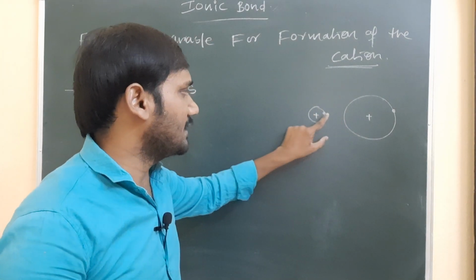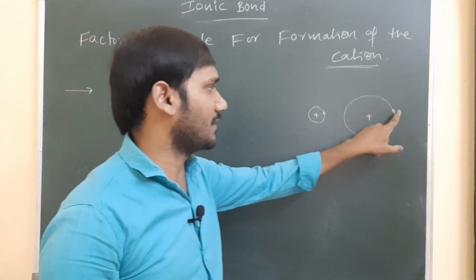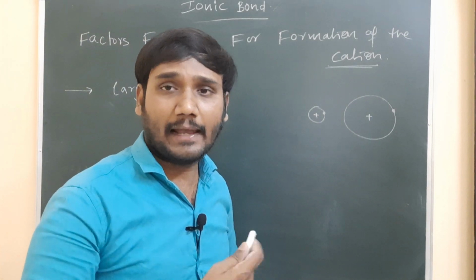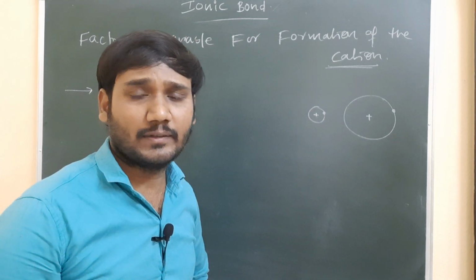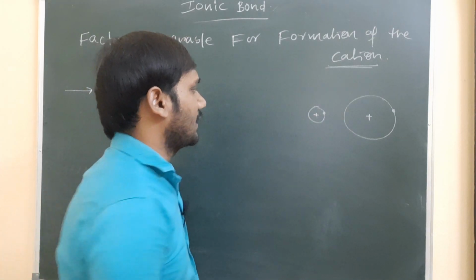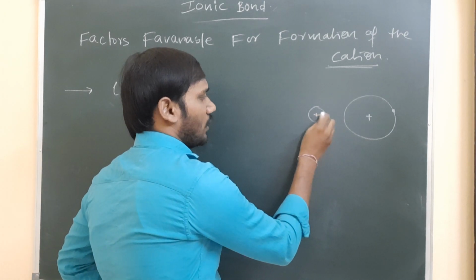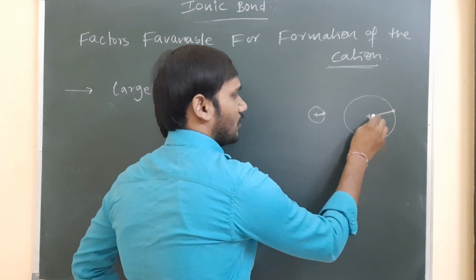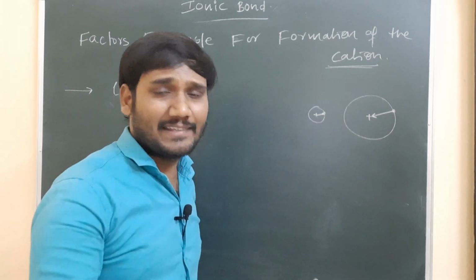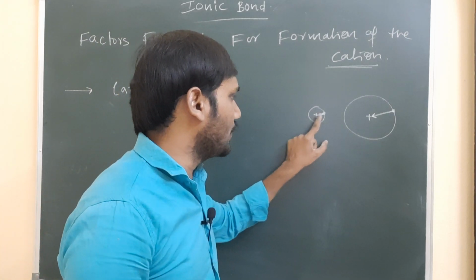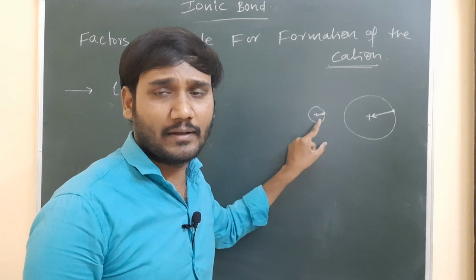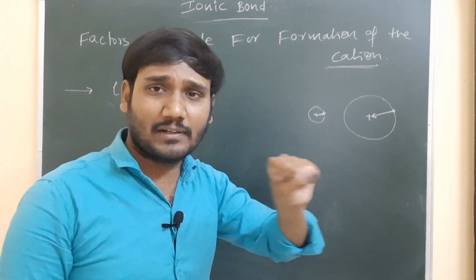Now here, this is the electron and this is a positive charge. The electron is a negative species, and the nucleus has the positive charge. Positive to negative attraction is always present, so the nucleus attracts these electrons towards itself. When the distance is more, the attraction capacity decreases. When the distance between the nucleus and the valence electron is less, the attraction capacity is very high.